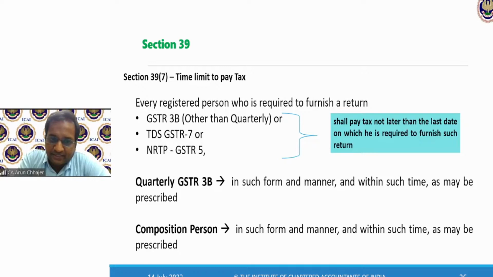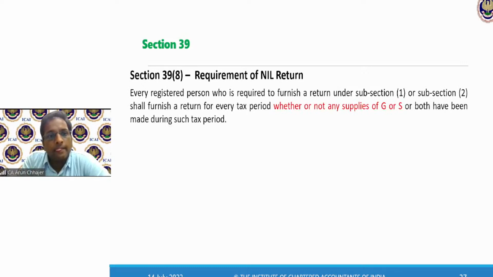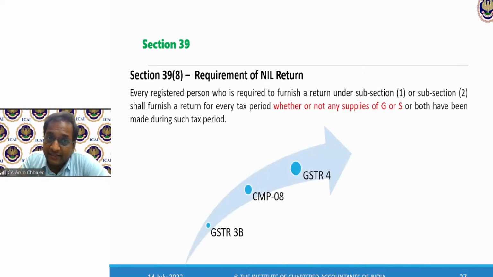Section 39, subsection 7 talks about what is the due date of the taxes to be deposited. It says that it is exactly the last date on which the return is required to be furnished. The requirement of nil return: these 3 returns, if there is no detail, then also you have to furnish nil. GSTR 3B, CMP 08 and GSTR 4.